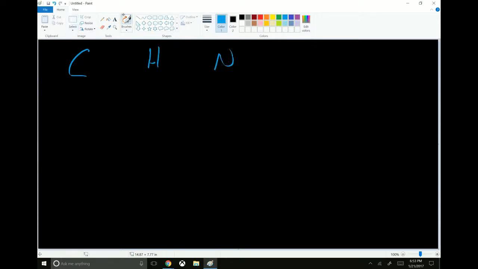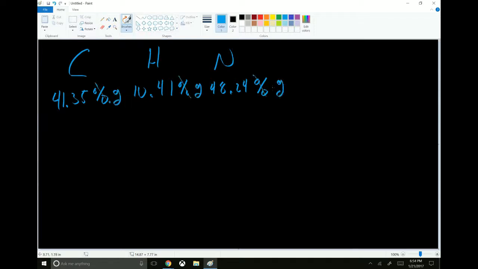If our mass percentages are, let's see, 41.35%, 10.41%, and, just a moment, 48.24%. All right, what is the empirical formula of this? First thing you do, you just go grams, grams, grams, and then you convert to moles. So divide by 12.01 grams per mole, divide by 1.008 grams per mole, divide by 14.01 grams per mole.